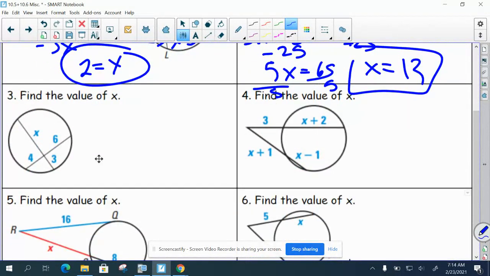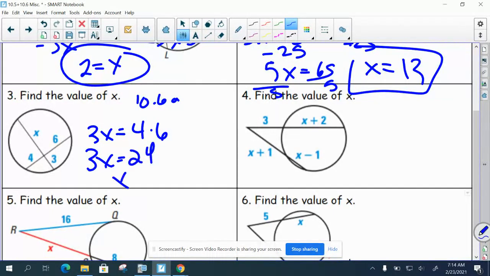All right, for this one, this is like the other one, 10.6a. So you do 3 times x equals 4 times 6, which is 24. So that would give you 8.